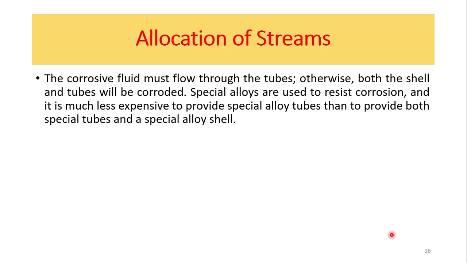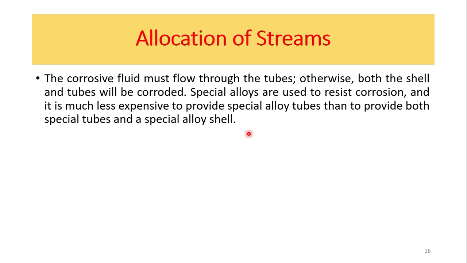So what we will do is place the fluid inside the tube, and the tube materials should be specially designed in order to minimize or resist the corrosion, right? Special alloys should be used to resist or minimize the corrosion. It is much less expensive to provide special alloy tubes than to provide both special alloy tubes and a special alloy shell. So it is better to use special alloy tubes rather than special alloy shell and tubes if we want to place the corrosive fluid in the shell side.